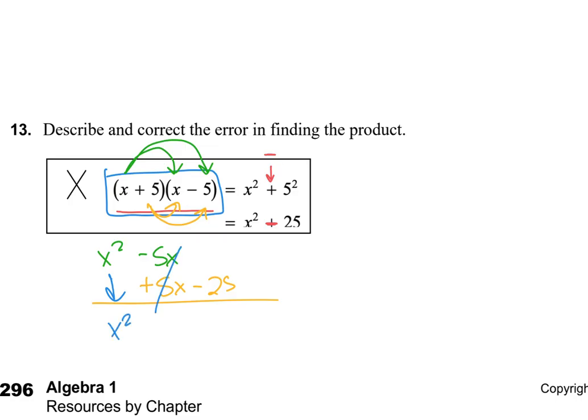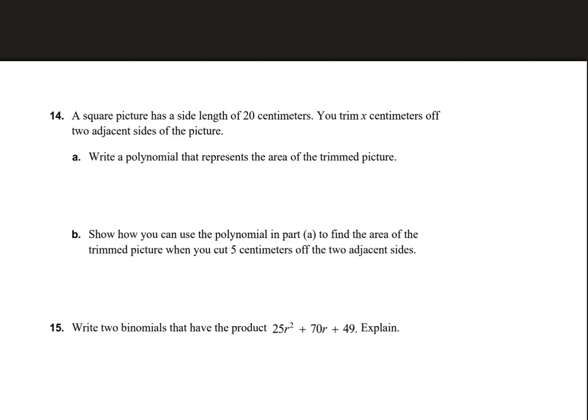X squared, gone, minus 25. Oh, look, they're supposed to be a negative, right? So there's your answer. All right, we got a word problem.